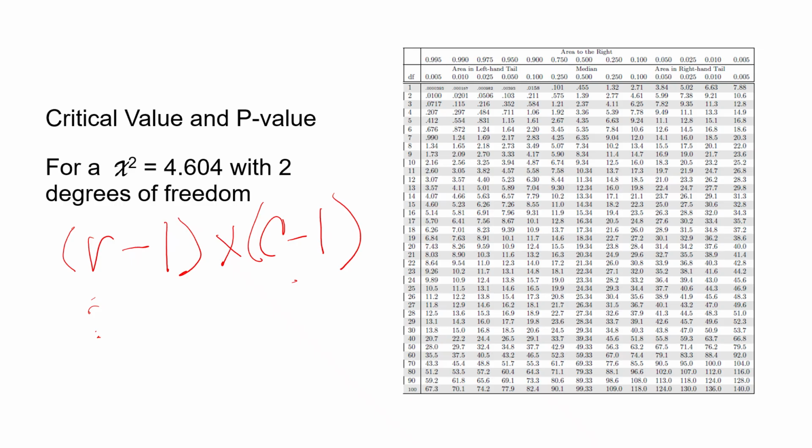To find our p-value, we'll take our 2 and go across the table and look for the number that is closest to 4.604. It looks like it falls in between these guys right here. Then we'll go up from there, and we can see that our p-value is going to fall between 0.10 and 0.25. So it'll be greater than 0.10, but less than 0.25. This is not smaller than our alpha of 0.05, so we do not reject our H0 in this situation.